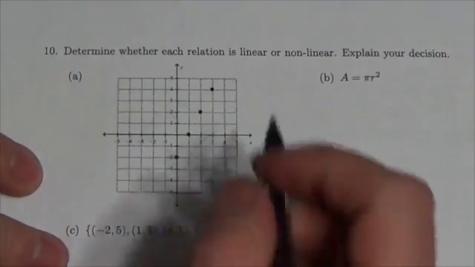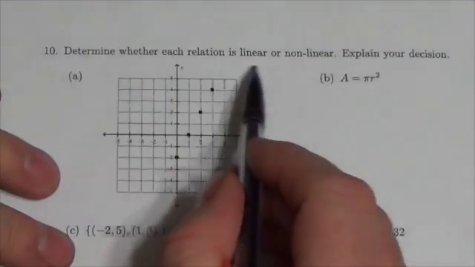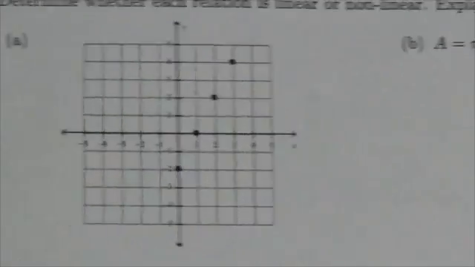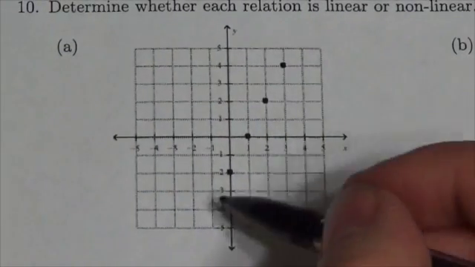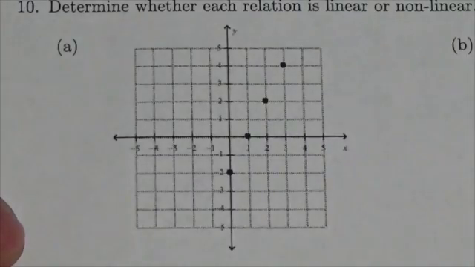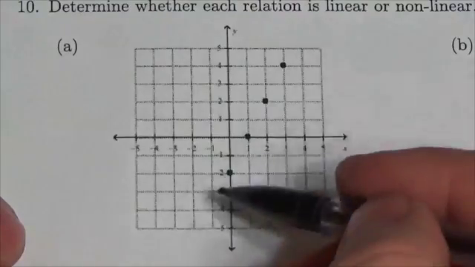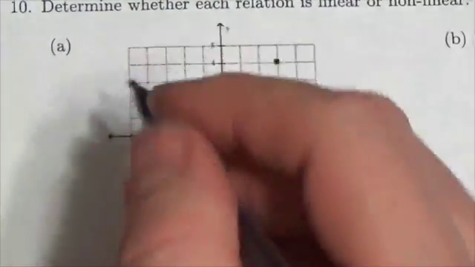Hi everyone. This question here says, determine whether each relation is linear or nonlinear and explain your decision. Okay, let's zoom in a little bit here. Let's take a look at this first one. Notice that we've just got a set of 4 points here. Now it's not a straight line in that it's connected here, but is this linear? Well, the answer is yes.